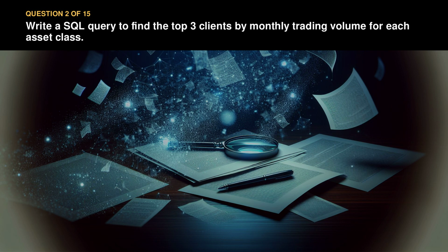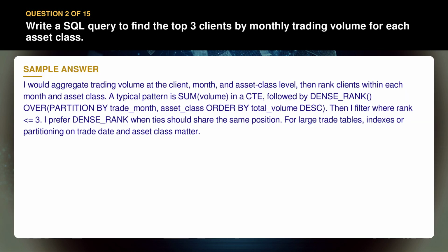Question 2. Write a SQL query to find the top 3 clients by monthly trading volume for each asset class. I would aggregate trading volume at the client, month, and asset class level, then rank clients within each month and asset class. A typical pattern is sum volume in a CTE, followed by DENSE_RANK OVER, PARTITION BY trade month, asset class ORDER BY total volume DESC. Then I filter where rank is less than or equal to 3. I prefer DENSE_RANK when ties should share the same position.